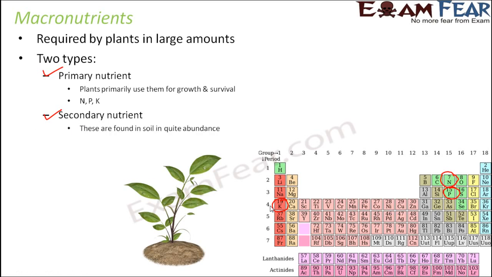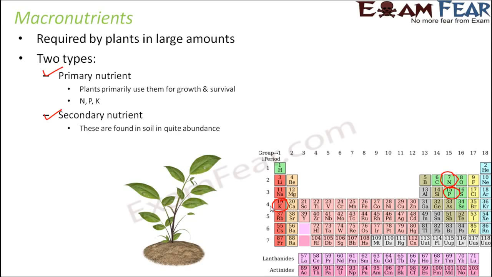Let us talk about secondary nutrients. These are found in the soil in quite an abundance, because not that much is absorbed by the plant at the first go. This is also a macronutrient, so it is also required in large amounts, but primary nutrients are all absorbed from the soil in the initial stages itself. Secondary nutrients are gradually absorbed from the soil, and at any point of time you can find a lot of these nutrients in the soil. But for primary nutrients, you will never see a lot of them in the soil. Whenever there is some nitrogen in the soil, it will be quickly absorbed by the plant.